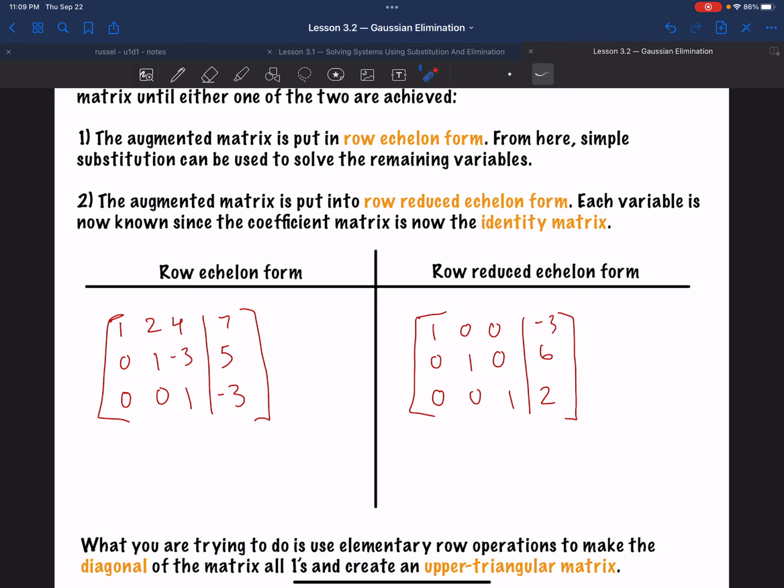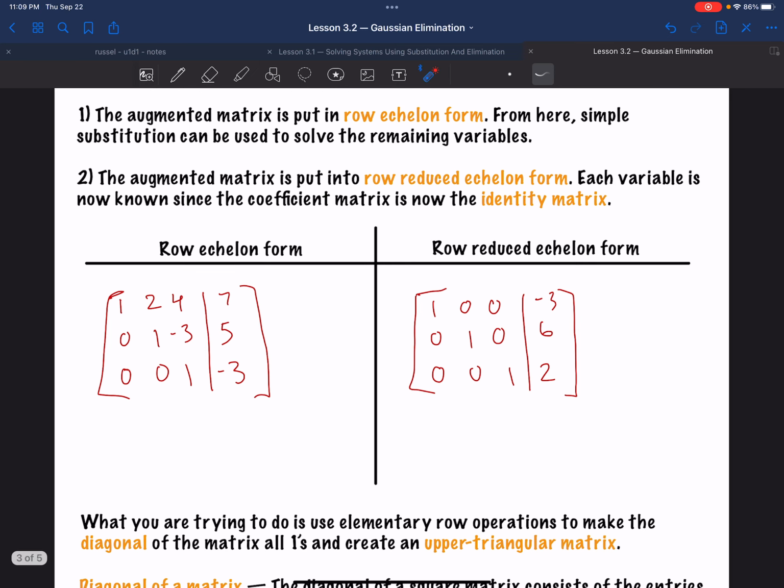And if you're taking a linear algebra course, you're probably having to do it in row reduced echelon form. We're fine to stop here in row echelon, but I am going to show you both. I'll do both, so you can kind of see both in action.